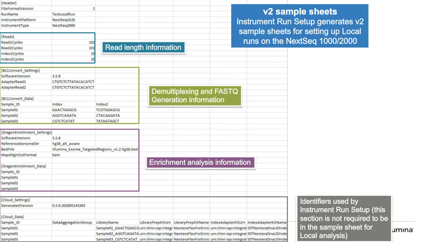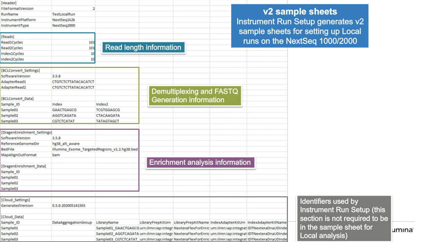So V2 sample sheets are used only for setting up local runs on the NextSeq 2000. It is correct that hybrid mode also uses a V2 sample sheet, but you will not need to export your V2 sample sheet in hybrid mode because it's going to be connected to your BaseSpace account. So one other note, Illumina Experiment Manager, or IEM, will not be updated to generate V2 sample sheets. So the only way to generate these V2 sample sheets is going to be through the instrument run setup.